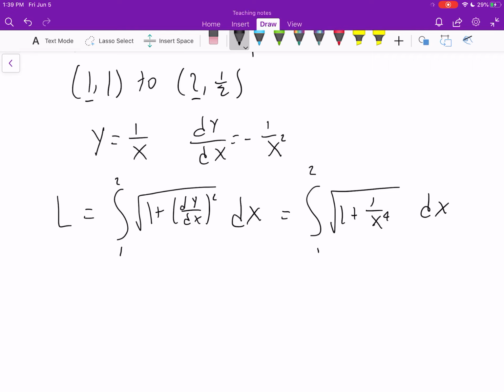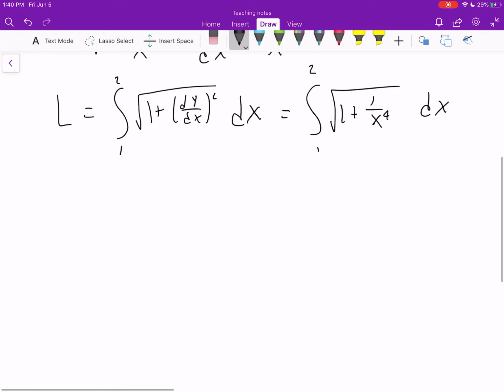So again, if you ran into this in real life, what you would do now is plug it into a computer and have the computer do it numerically. The book has an example where you go through and use an approximation method, which we didn't talk about, so I'm not going to do that.